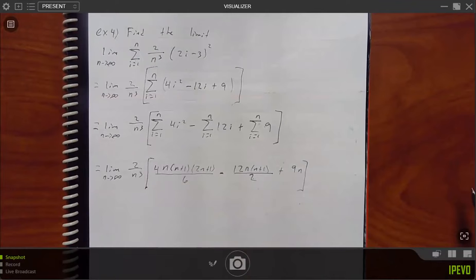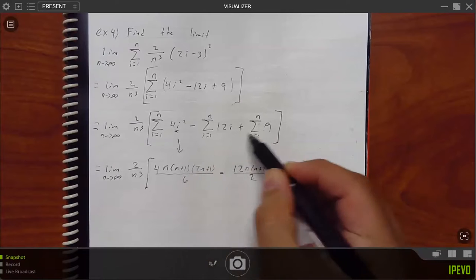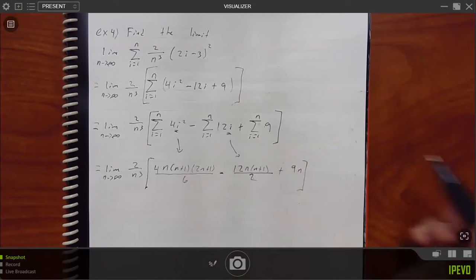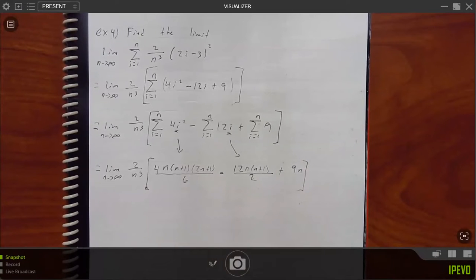How come the denominator for the first fraction is 6? I think that's part of the formula, right? Let me double check. Yeah, it's supposed to be over 6. Oh, okay. This one's over 2. Right, yeah, because the regular i would have had just 2, but i squared has 6. Okay. There you go. So at this point, I could bring the n cubed in, I guess.